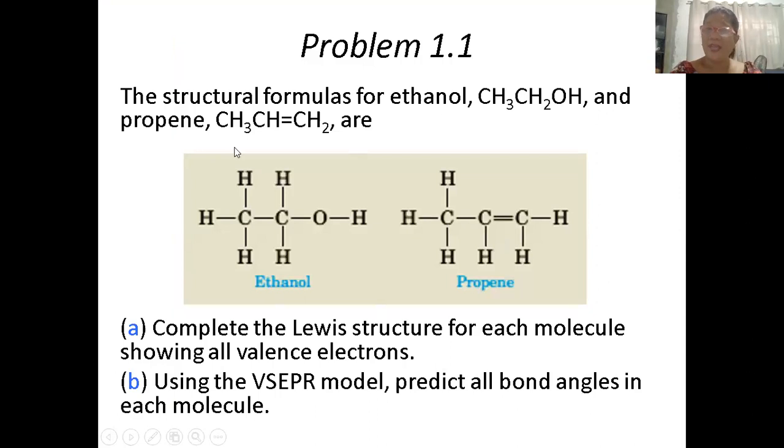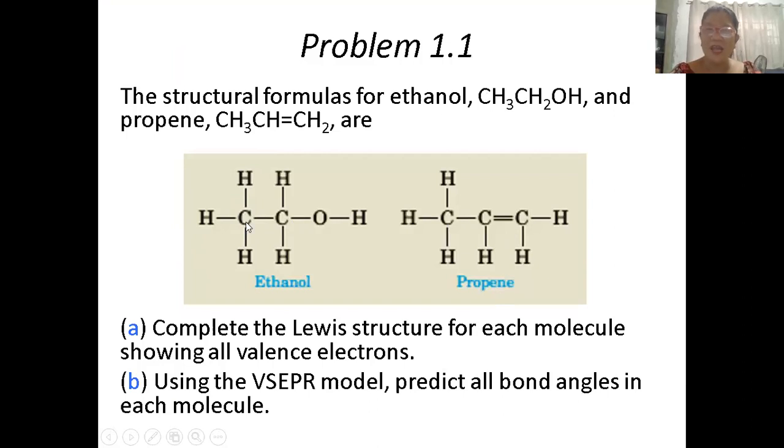This is our ethanol. How to write this? So, this is ethanol and this is propene. In writing it, first count how many carbons there are. Start with the carbons, then add the sides. How many carbons are there in ethanol? Two. Connect them first.